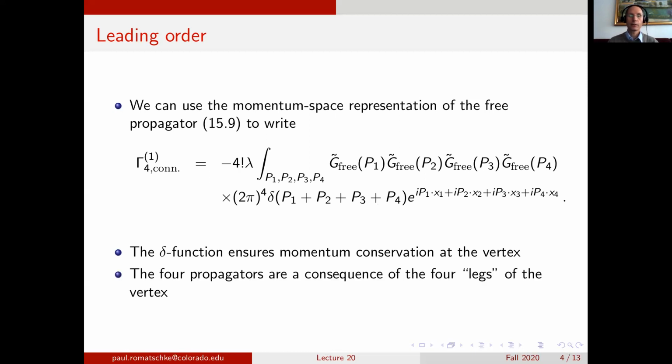Similarly, since we are dealing with a four-point function, there must be 4 propagators that appear in the expression for the connected four-point function. These just represent the fact that in a diagrammatic way, we have 4 external legs of a Feynman diagram.